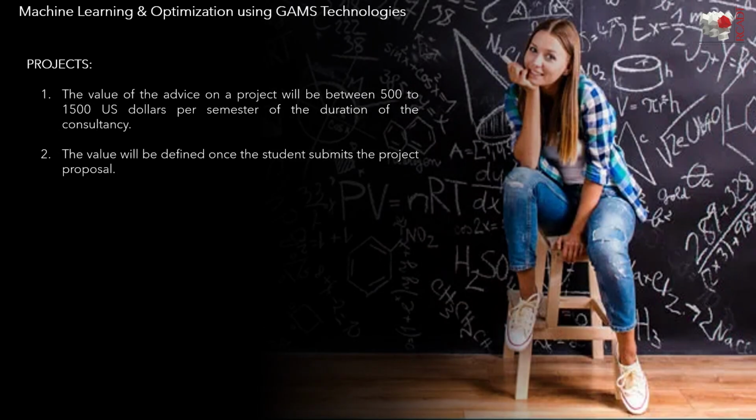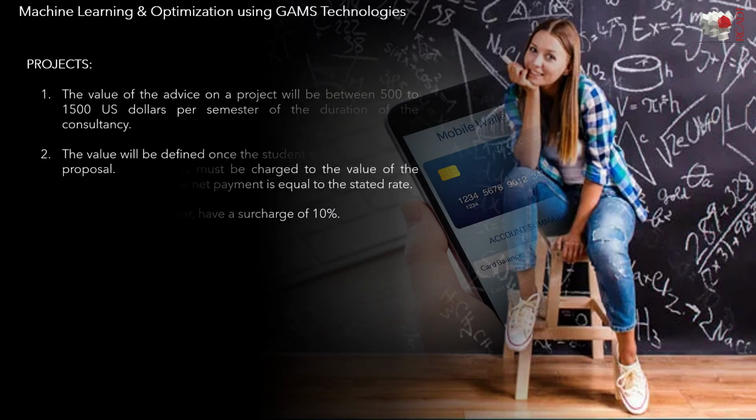If a student is interested in receiving direct advice from R-CADT, the following conditions apply to projects. The value of the advice on a project will be between $500 to $1,500 US per semester of the duration of the consultancy. The value will be defined once the student submits the project proposal.